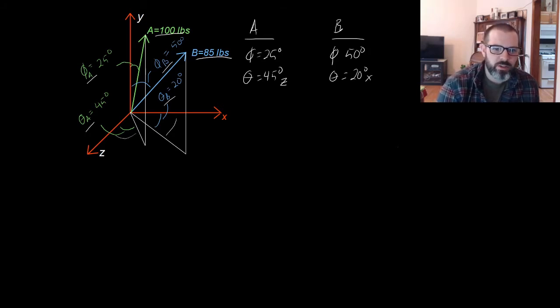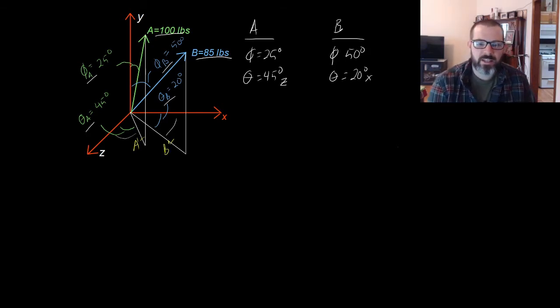It's nice to note that the way I have this drawn, we have these projections of the vector down onto the zx plane. I generally call this prime. So down here at this bottom, this length here is A prime, and this is B prime. And we're going to need to use these to get the x and z rectangular components. That's the first thing I calculate.